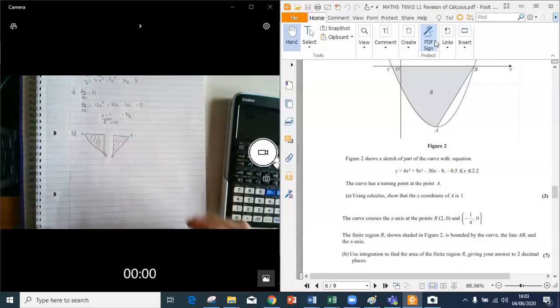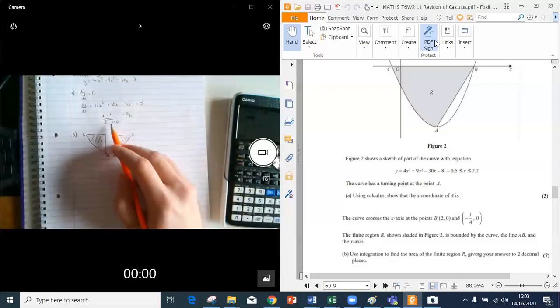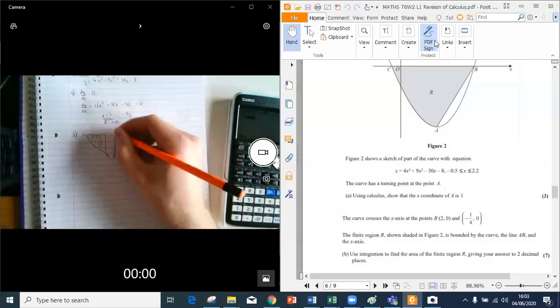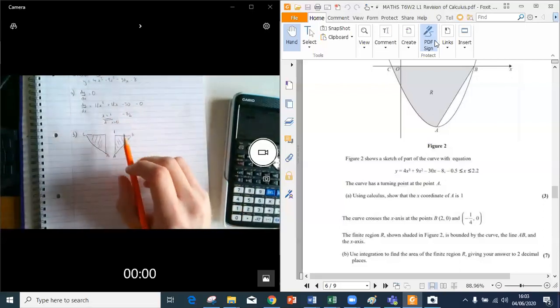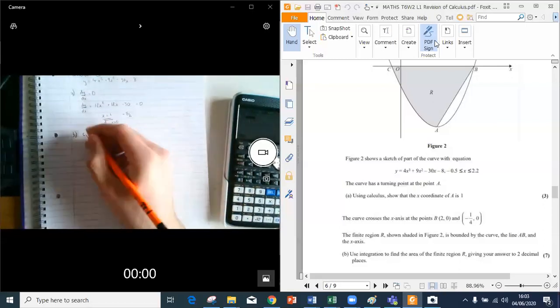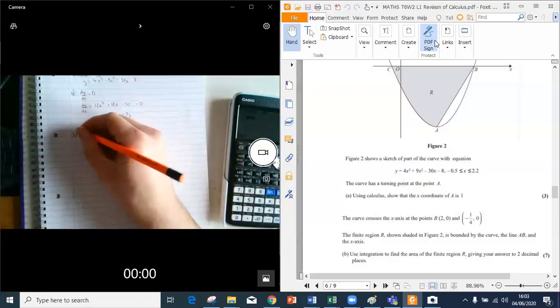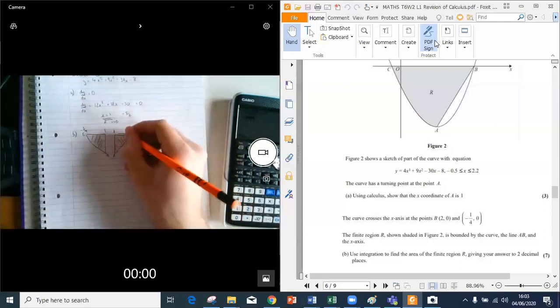Okay, so let's write down what we know. So this point A, we know the x-coordinate was 1. We know that B was, it tells us in the question, (2, 0). So B must be 2. A was 1, and this was minus a quarter. Okay, so this is a triangle, so we know that this distance here is 1.